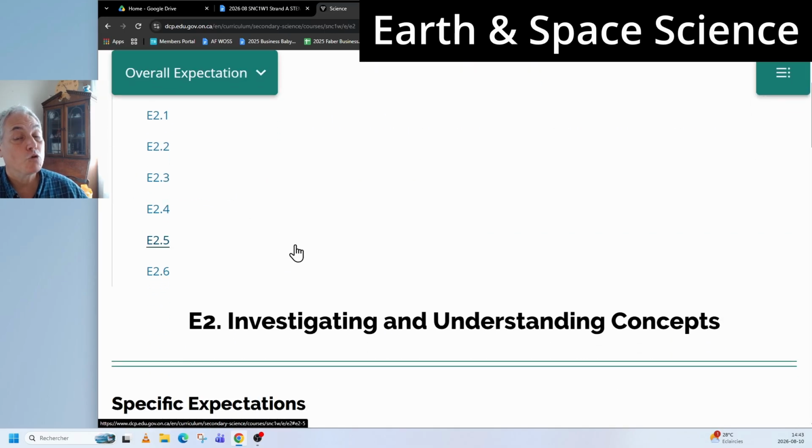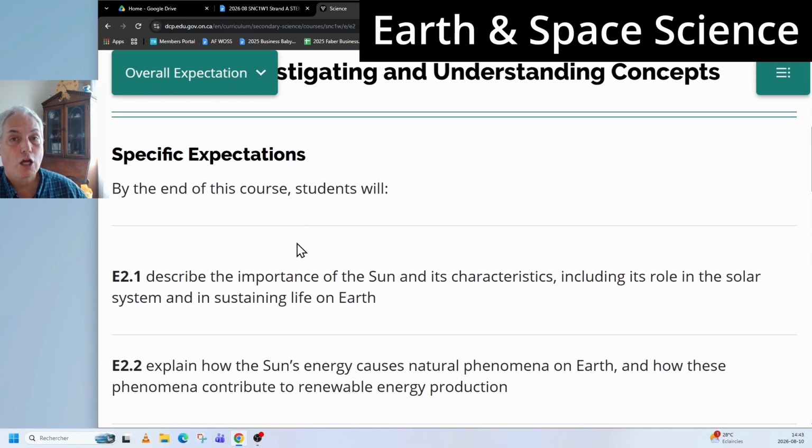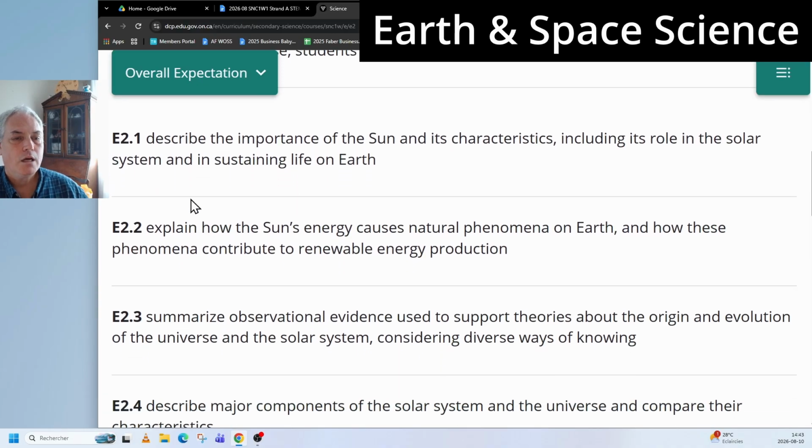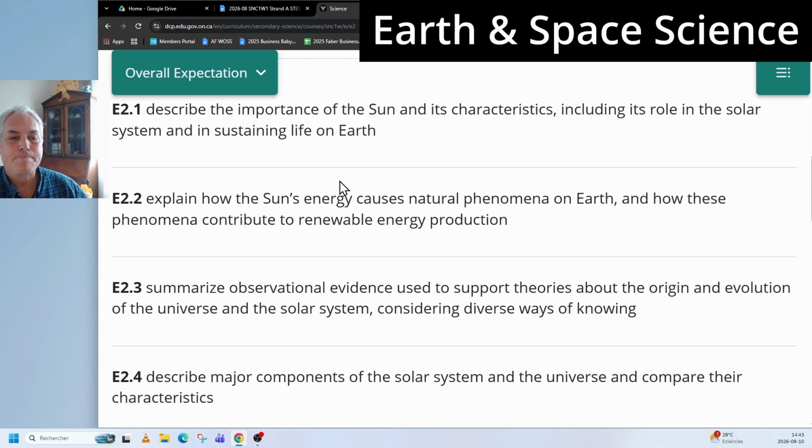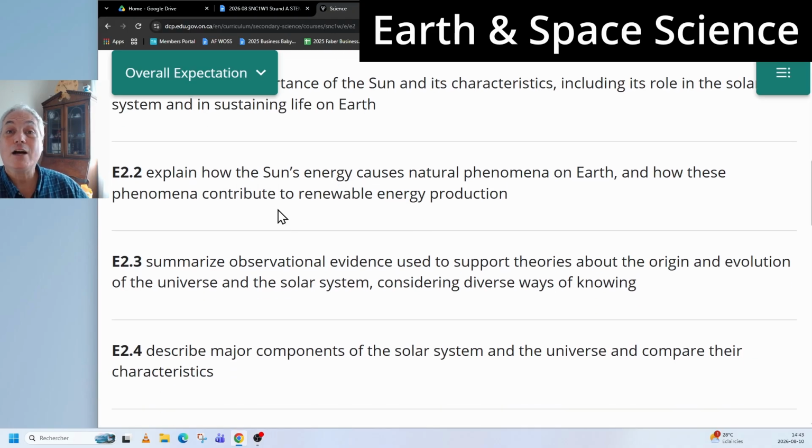So here, much more related to the specific concepts. We have for the first one, describe the importance of the sun and its characteristics, including the role of the solar system in sustaining life on Earth. So this one here is from the energy of the sun and is a good link with photosynthesis in the biosphere and sustainable ecosystems.